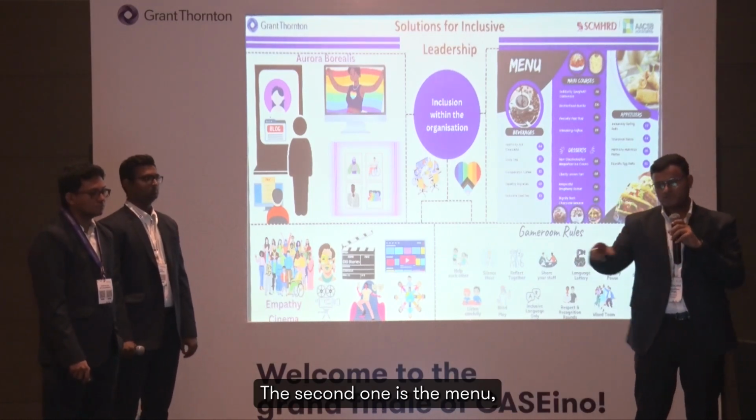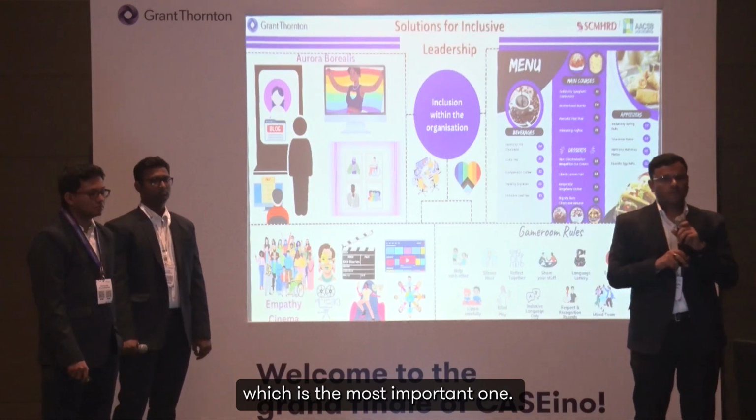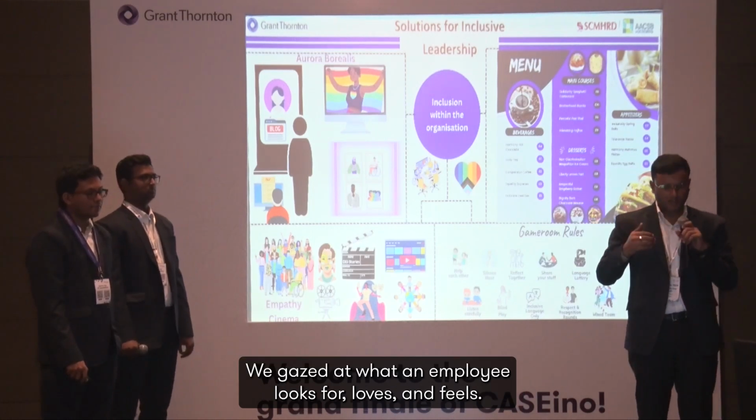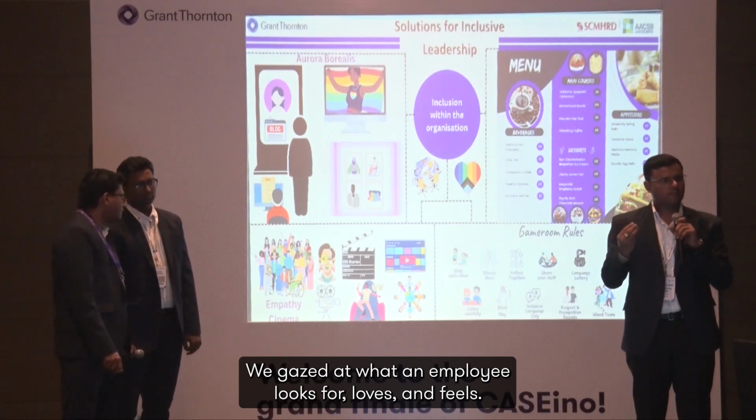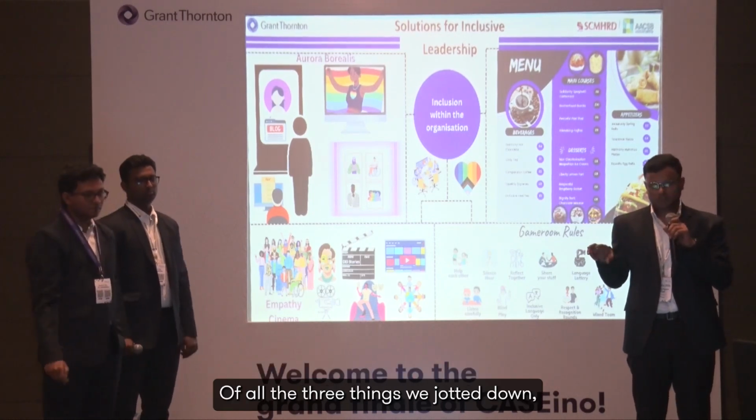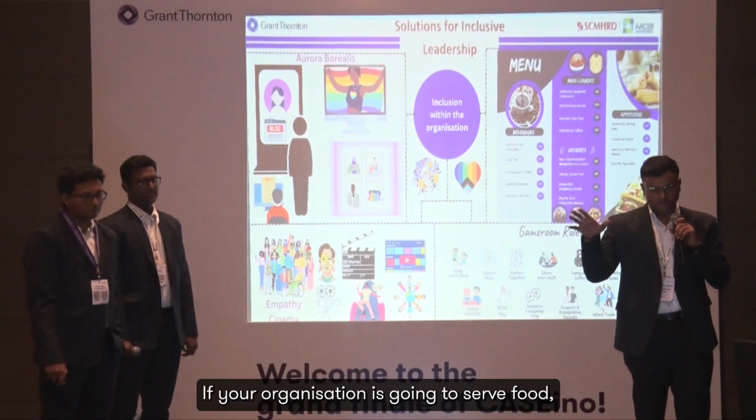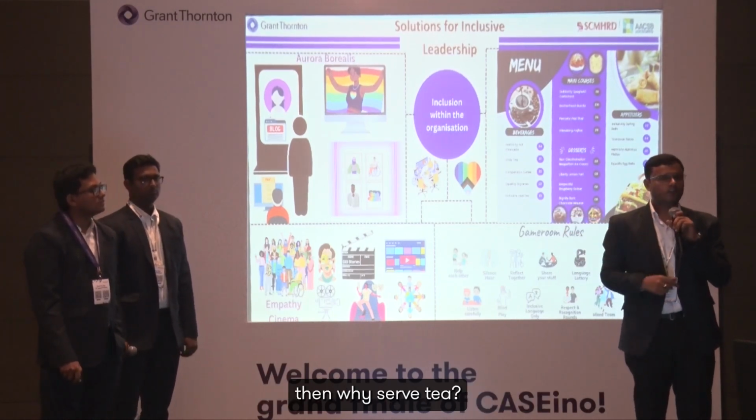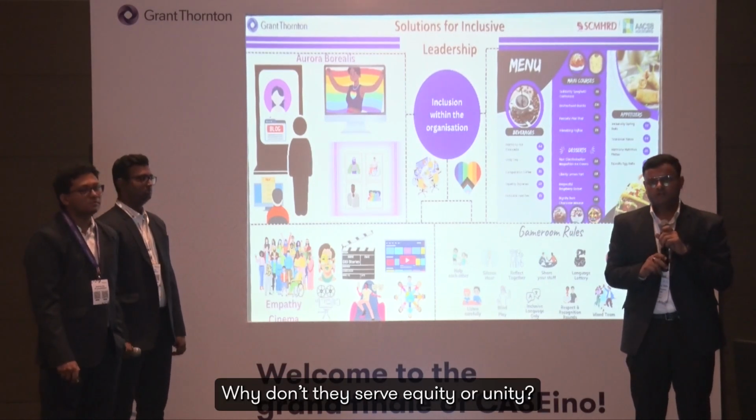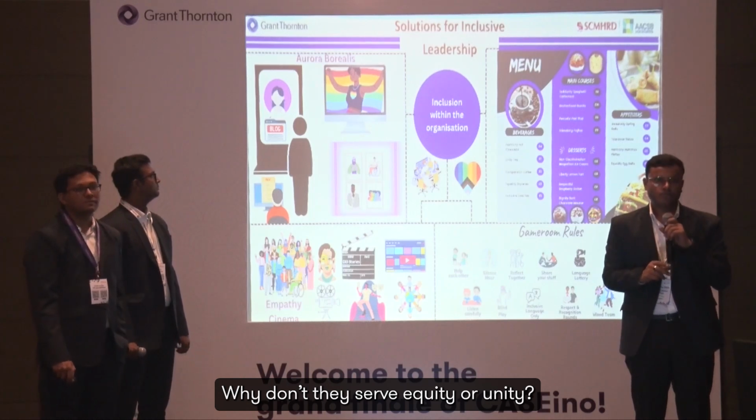And the second one is the menu. Menu is the most important. We looked at what an employee sees, what employees love, and what employees feel. All three things we jotted down. Menu is the best thing. If an organization is going for the food, then why serve tea? Why can't we serve equity or unity?